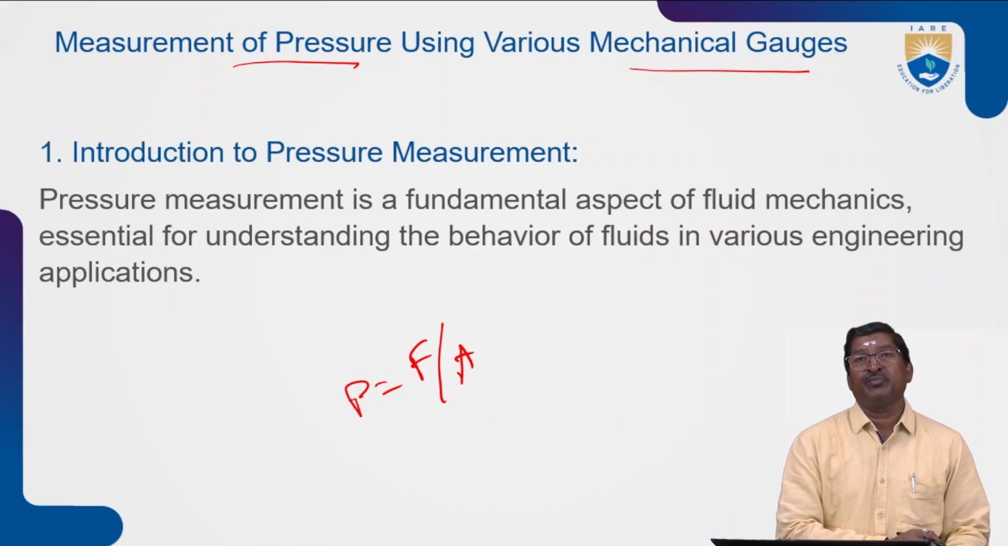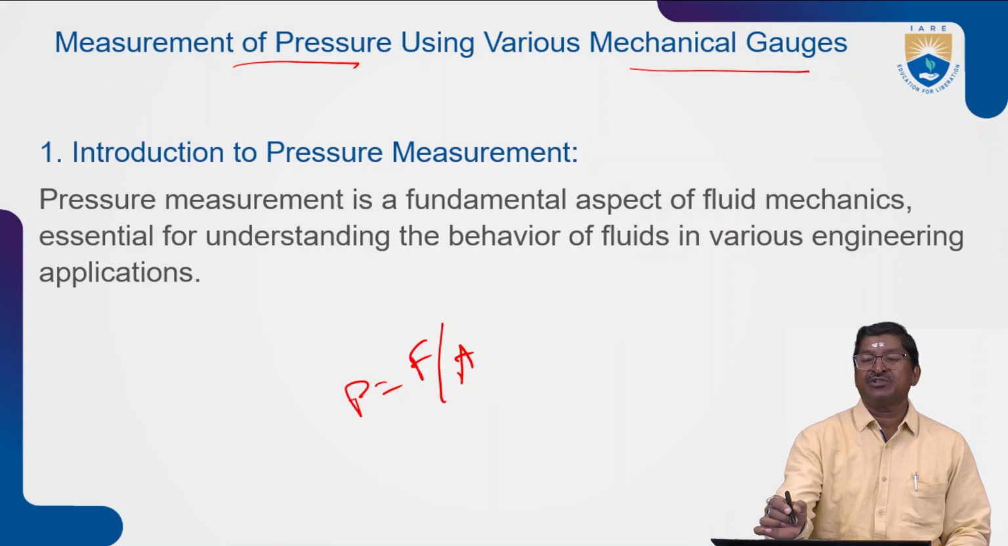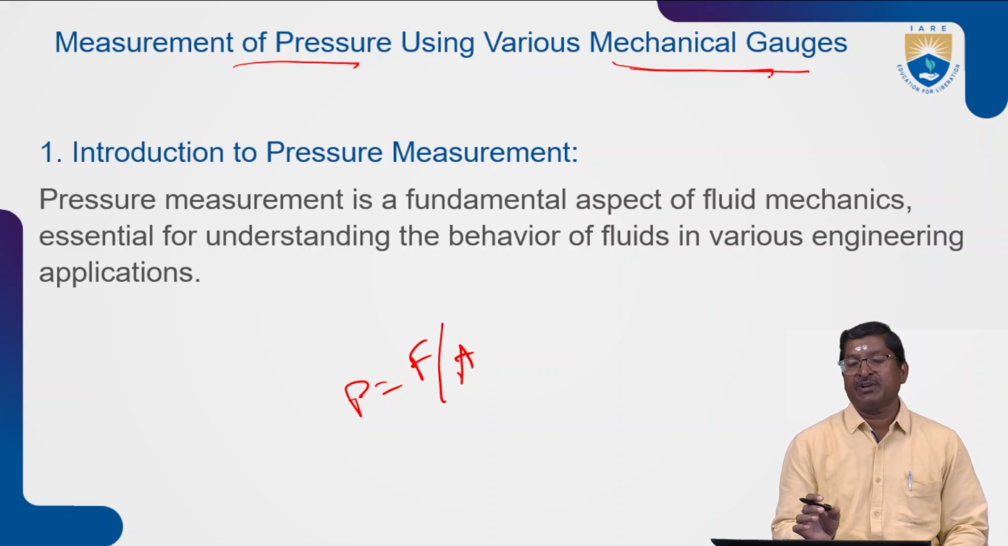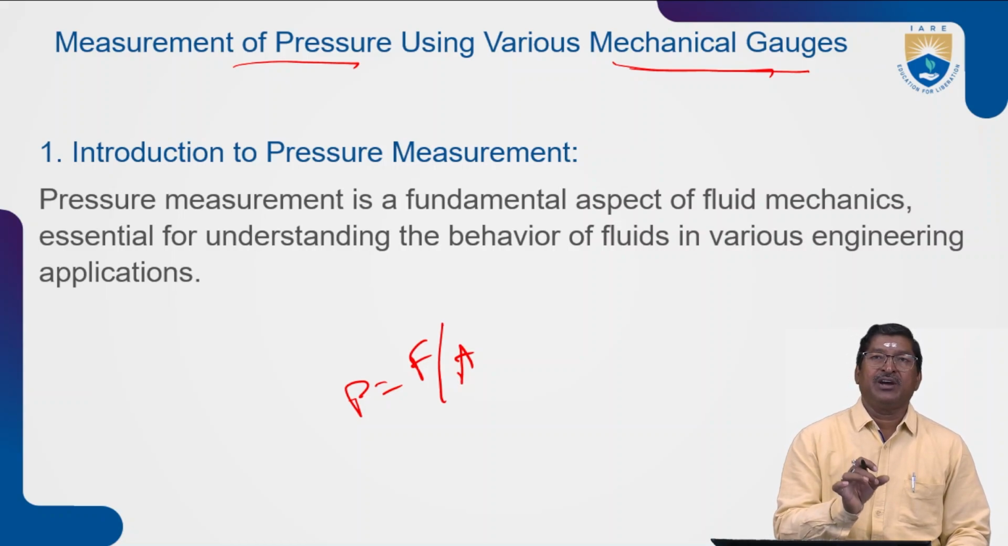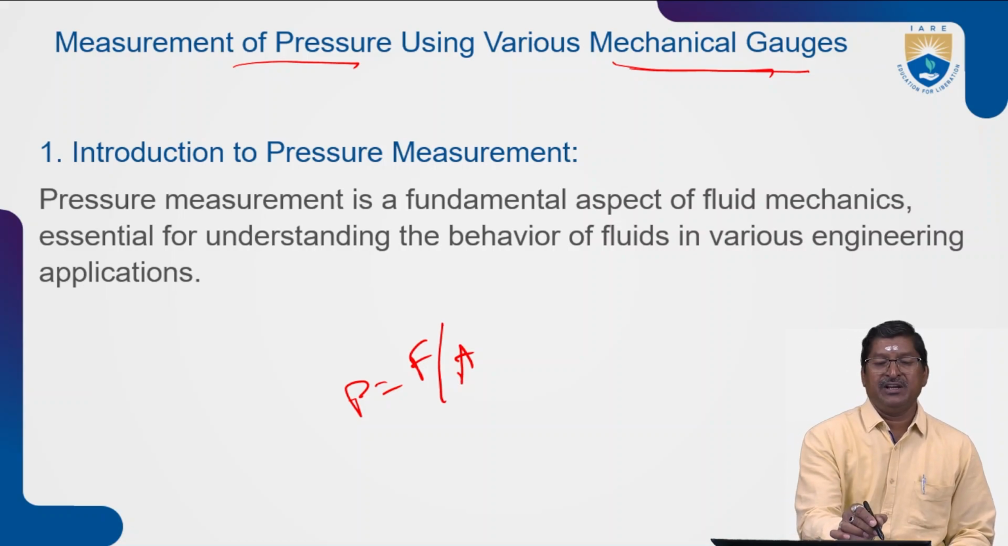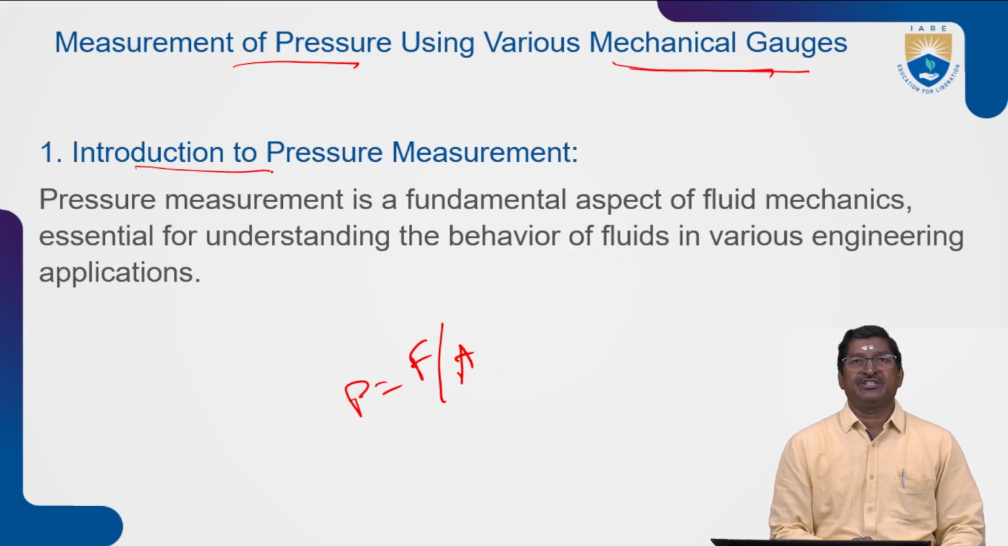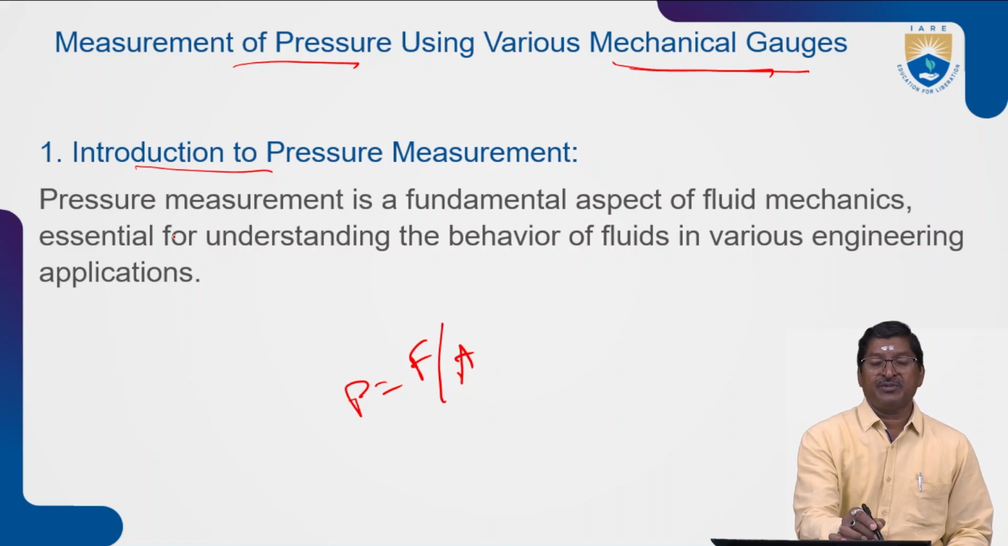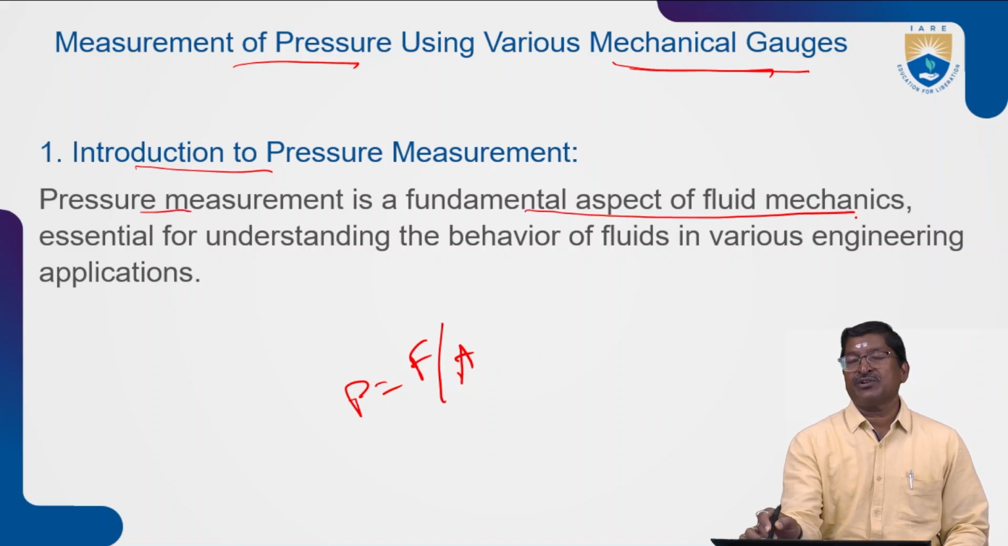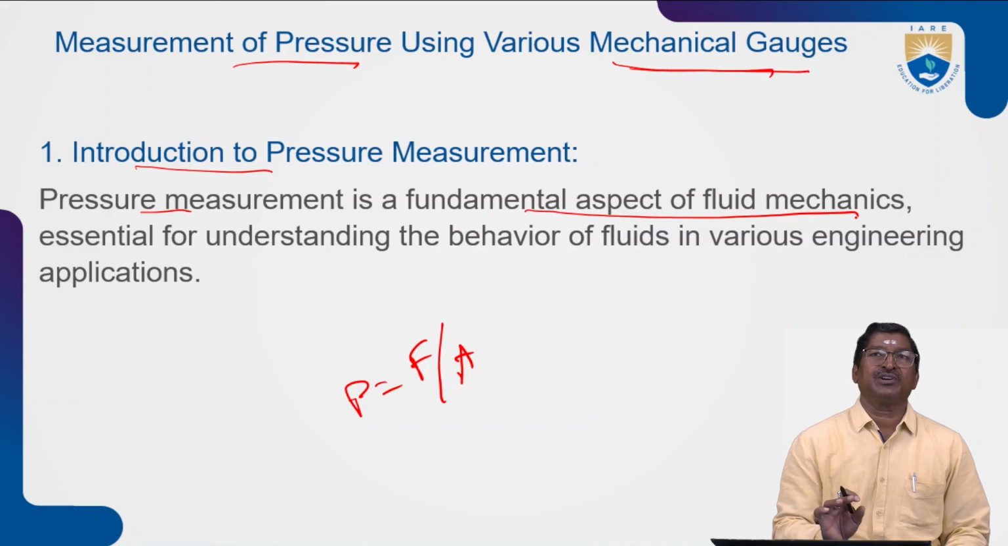So how to measure pressure at that particular point? We can measure it by means of the mechanical gauges. Some equipment called mechanical gauges are there, so that we can gauge or measure the pressure. If you see this introduction to pressure measurement, pressure measurement is a fundamental aspect of fluid mechanics. Very, very important thing in fluid mechanics is the pressure measurement.